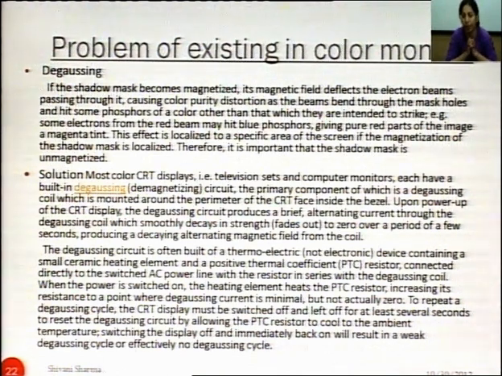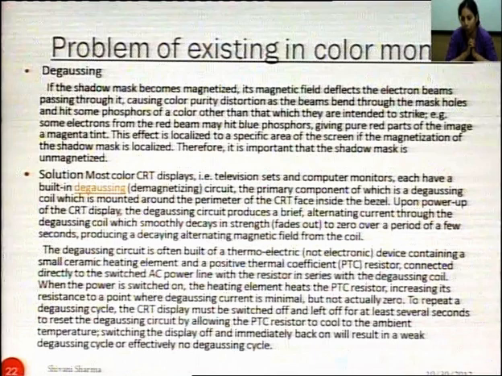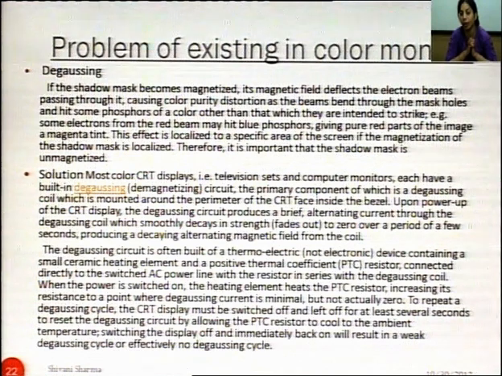Upon power up of the CRT display, the degaussing circuit produces a brief alternating current through the degaussing coil which smoothly decays in strength to 0 over a period of a few seconds, producing a decaying alternating magnetic field from the coil. The degaussing circuit is often built up of a thermoelectric device containing a small ceramic heating element and a positive thermal coefficient resistor connected to the switch of the AC power line. The resistor is in series with the degaussing coil.